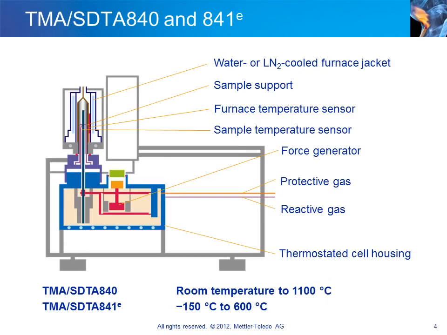This slide shows a schematic diagram of two modern thermomechanical analyzers, the Mettler Toledo TMA SDTA 840 and TMA SDTA 841e. The sample support and probe are made of quartz glass, which has a very low coefficient of linear thermal expansion in the temperature range up to 1100 degrees Celsius.